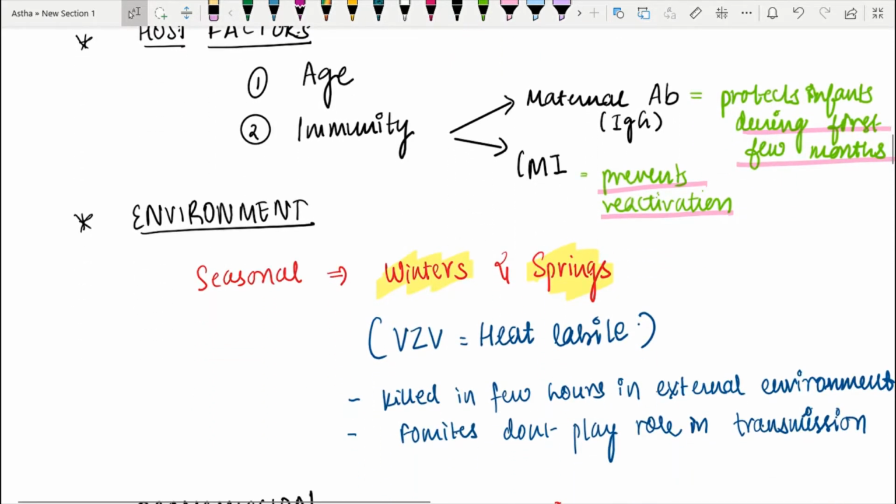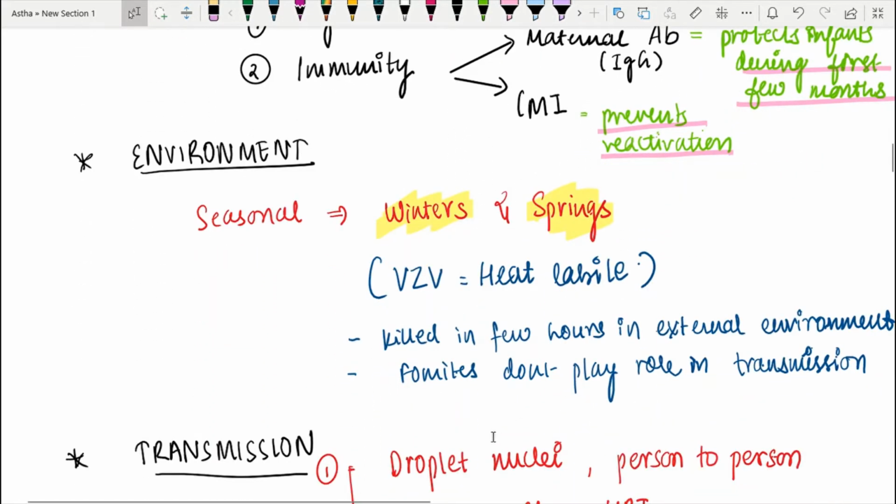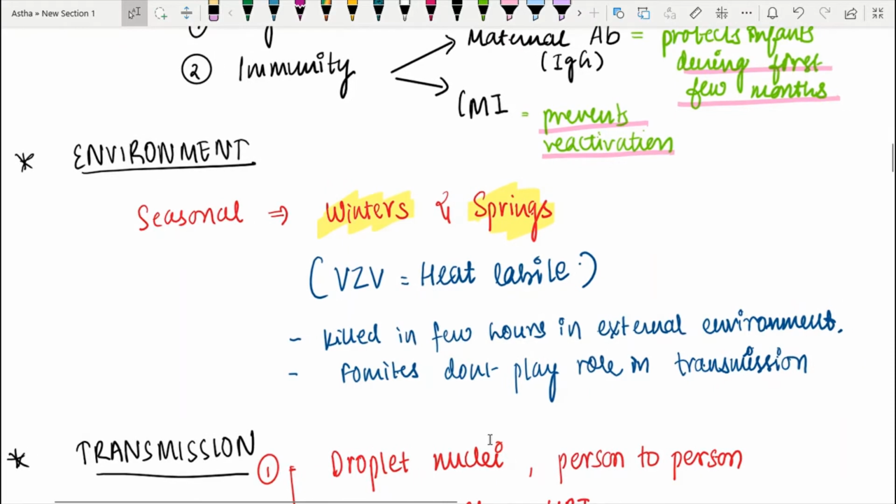Then coming to environment. Chickenpox is usually a seasonal disease, developing more conveniently in winters and springs, because the varicella zoster virus is heat labile and destroyed by heat. That is why it is more active during winters and springs. And because it is heat labile, the virus is killed in a few hours in the external environment, and thus fomites, that is the inanimate objects, don't play a role in transmission.